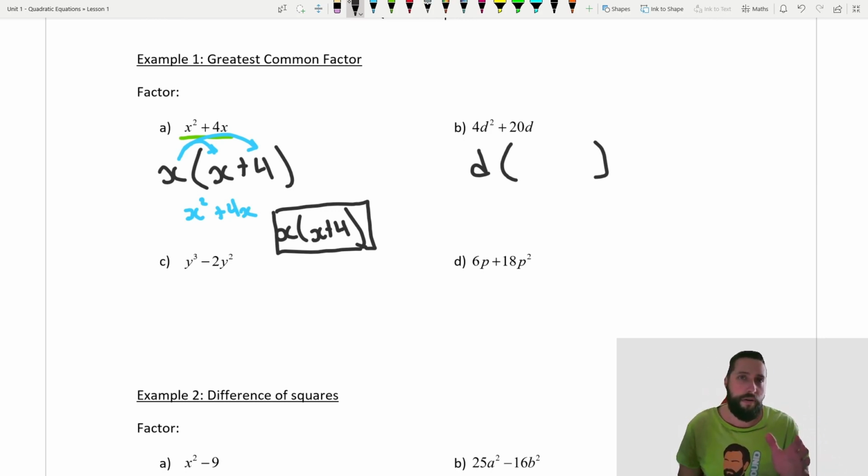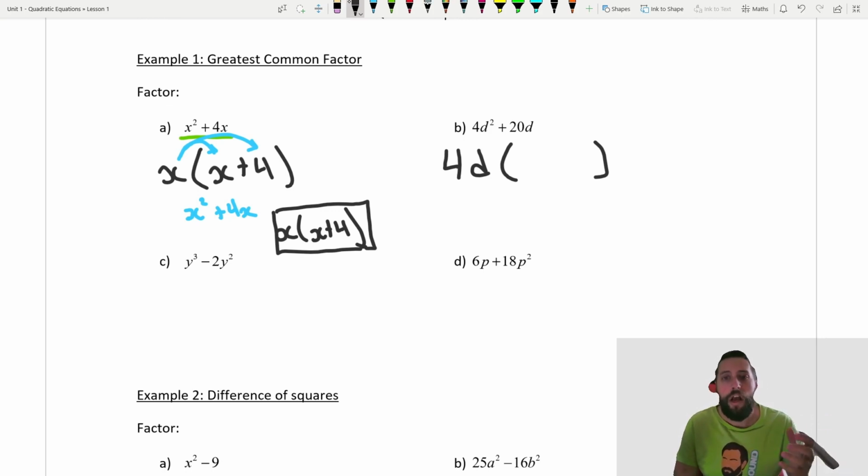So is there a number that's common between 4 and 20? Okay, so we can look at it and go, okay, well, 4 goes into 4 once, and 4 goes into 20 five times. So we can actually take out a 4. So we can also take out a 4 as well.